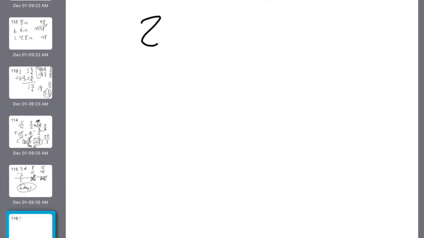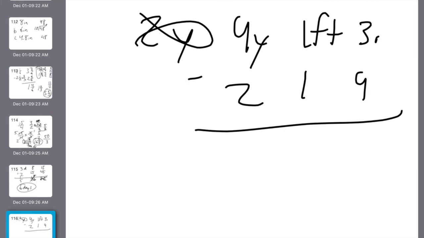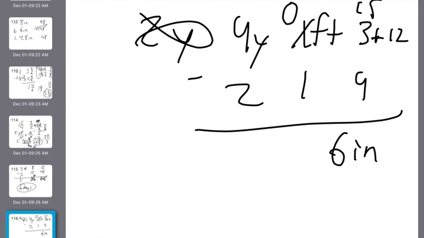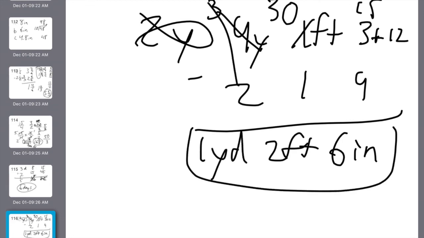So your answer for number 24. Number 25 from today's lesson, this time working the subtraction. I have 4 yards, 1 foot, 3 inches, minus 219. Here I go. So I'm going to cross out the feet. I'm down to 0. That brings over 12. 12 plus 3 is 15. 15 minus 9 is 6 inches. Cross out the yards. I'm down to 3. That gives me 3 feet. 3 minus 1 is 2 feet. And 3 minus 2 is 1 yard. Okay, so 1 yard, 2 feet, 6 inches.